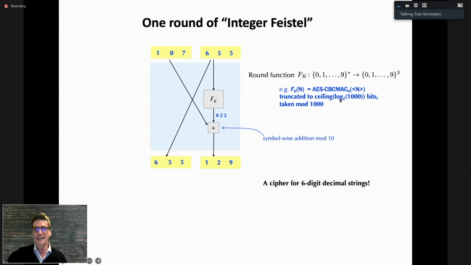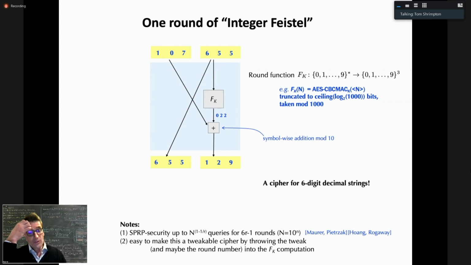So what you need then is, three-digit numbers can be at most, there's 1,000 of them, right? 000 up to 999. So you take the output of CBC-MAC, you take log of 1,000 and take the ceiling of that to give you the number of bits that you need to come out of this. And then you take that bit string, you convert it back into a decimal digit string, and you take the result mod 1,000 to make sure that you stay in the right range. That's one quite simple way to build an appropriate round function for this integer Feistel construction.